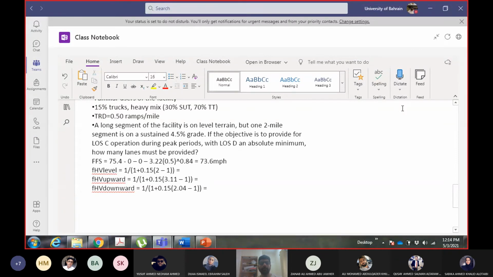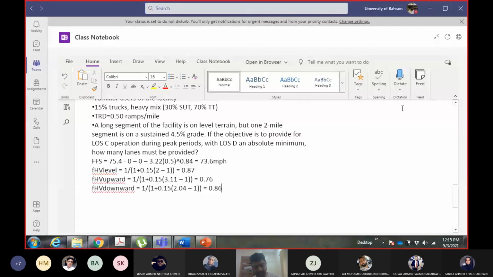Give me these values. For level, 0.87. Then 0.76. And 0.86. So now you have the three values.